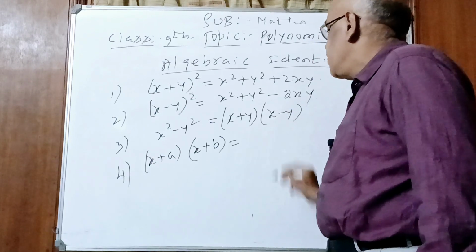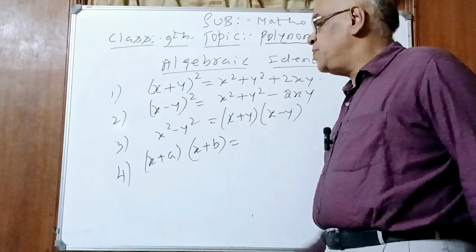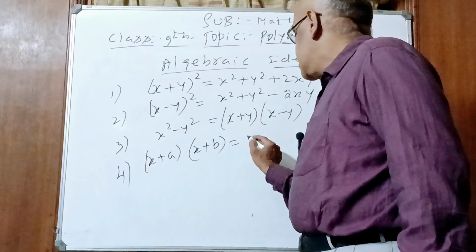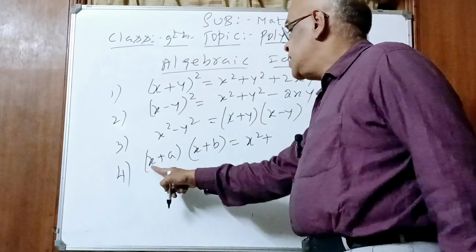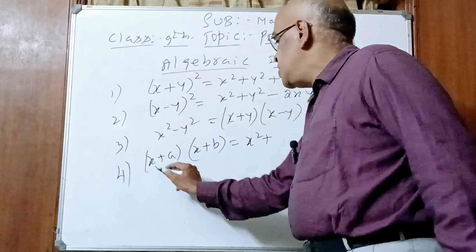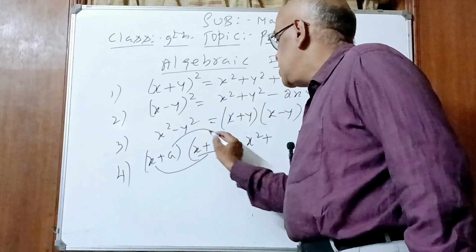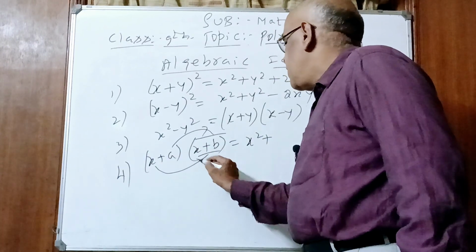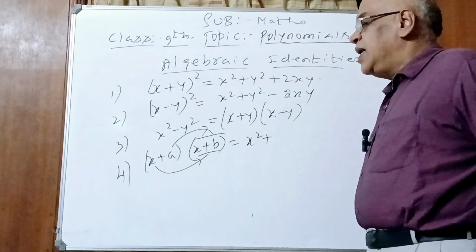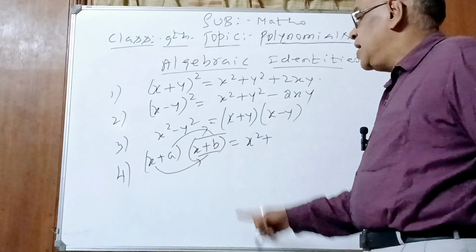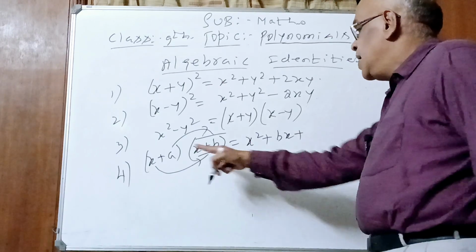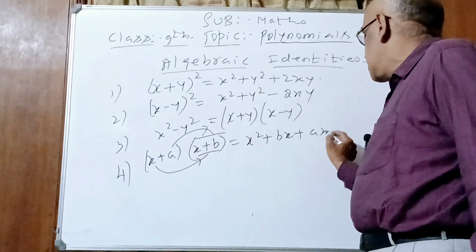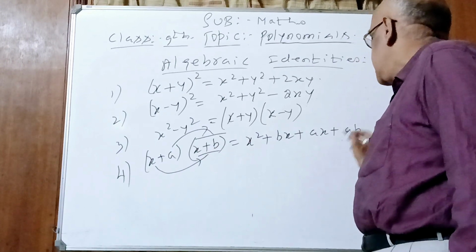Standard answers. What is (x plus a) into (x plus b)? x into x, x square, plus x into b, plus a into x, plus a into b. Multiply both the terms with these two. Any common factor? Like terms, add them. x into x, x square. x into b, bx. Plus a into x, ax. Plus a into b, ab.